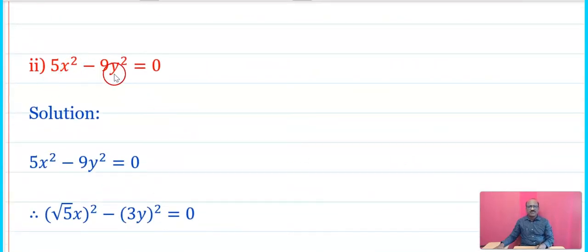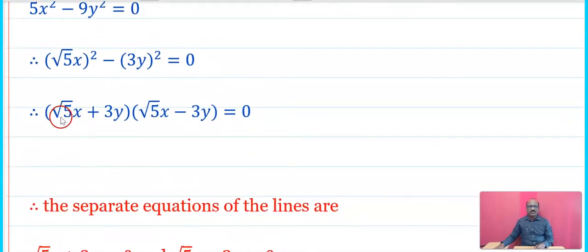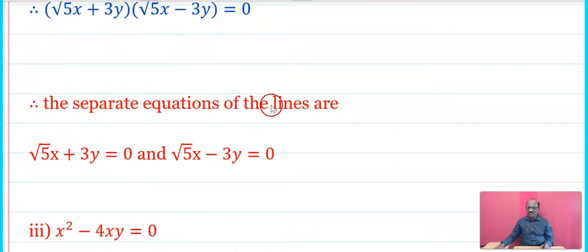Next is 5x² − 9y² = 0. 5x² is the square of √5x, and 9y² is (3y)². In first bracket you will get √5x + 3y, in second bracket you will get √5x − 3y, that equals 0. Therefore their separate equations are √5x + 3y = 0 and √5x − 3y = 0.